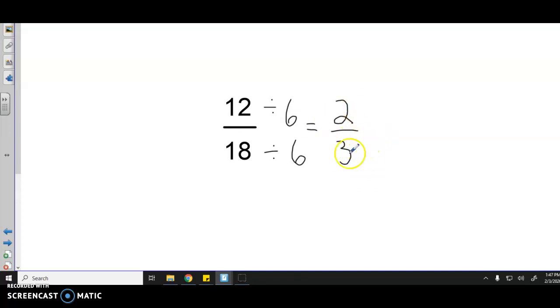I'm going to ask myself, can I reduce this more? Is there a number that goes into 2 and 3? Can I divide 2 and 3 by the same number? Nope. 2 is a prime number, right? And actually 3 is also. So the only numbers that can go into 2 are 2 and 1. I can't divide 3 by 2. So that's not going to work. So that means that is reduced to lowest terms.